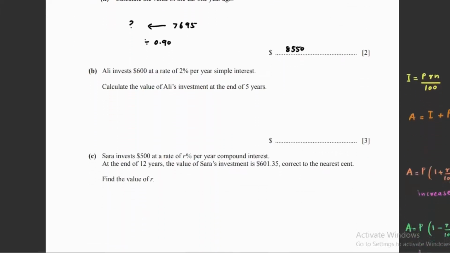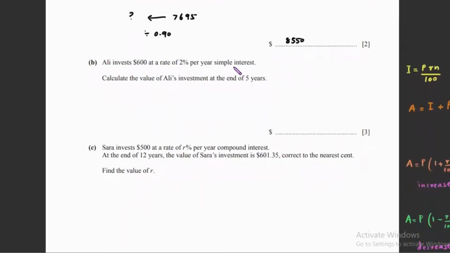The next question is related to simple interest. I have written the formula here, which is interest is equal to principal times the rate as a percentage, times n, the period of time, that is the number of years, divided by 100. If you are to find the final amount, it means the interest and the principal amount. The principal amount is the amount that you invested. So we need to add them together to find the final amount. In this question, Ali spends $600 at a rate of 2% per year, simple interest. This is how I know that the question is a simple interest question.